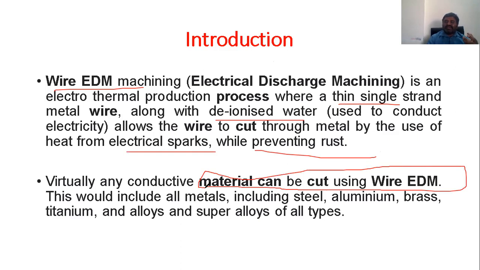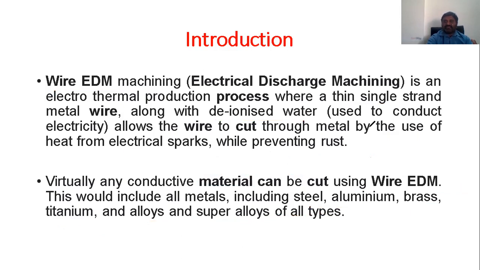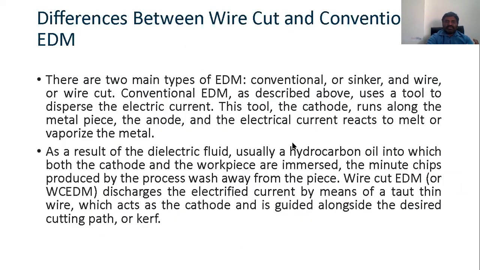So what happens is the voltage is converted into a potential wave. The ionizing takes place here. Electrons will be generated here, and atoms, due to that, there will be material removal due to that spark. Okay, and this can include all metals, such as steel, aluminum, brass, titanium alloys, or super alloys of all types. Okay. Now this is the difference.